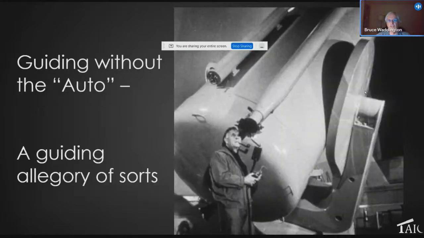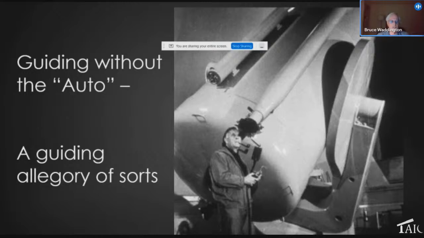So I'm going to start this in a kind of unusual way. This is a picture of Edwin Hubble back in the late 40s or early 50s. This is a 48-inch Schmidt telescope at Mount Palomar. And as you might imagine, this is kind of a canned picture, complete with pipe, but that's okay. This is basically guiding without the auto. And I'm going to use this just as a little allegory of sorts, kind of a story behind this.